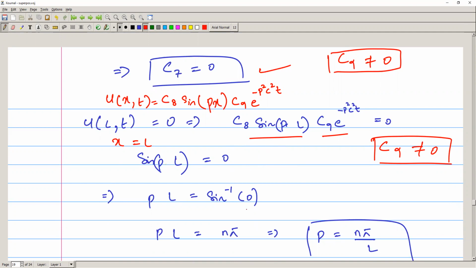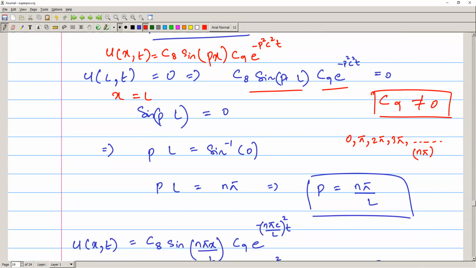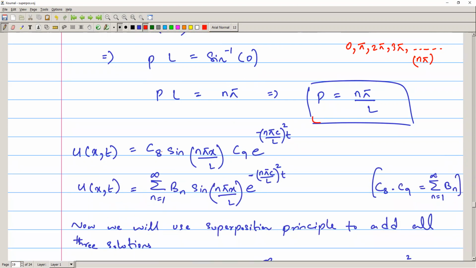It means that pL is equal to sine inverse 0, and sine inverse 0 is 0, pi, 2 pi, 3 pi, and so on. So generally, we can say that sine inverse 0 is n pi, because sine n pi is 0, right? So we'll write n pi in place of sine inverse 0. So p will be equal to n pi over L. Now we'll plug the value of this p in the equation. So we will get c8 times sine n pi x over L, c9 times e to the power negative n pi c over L whole squared times t.